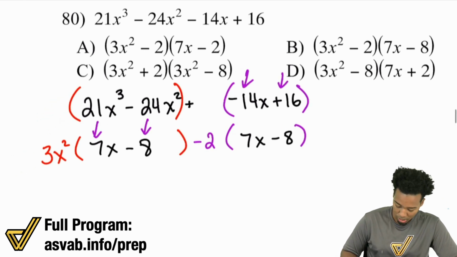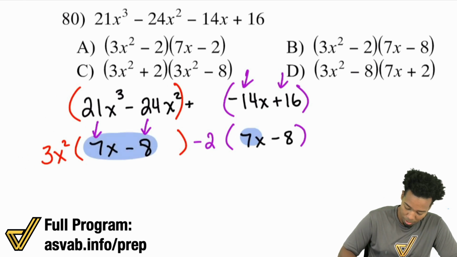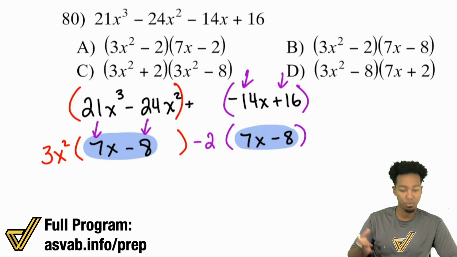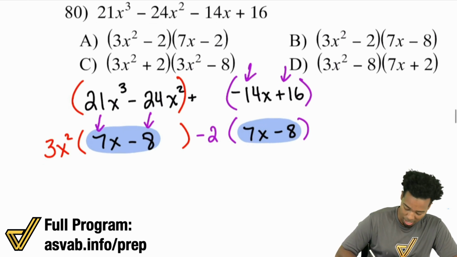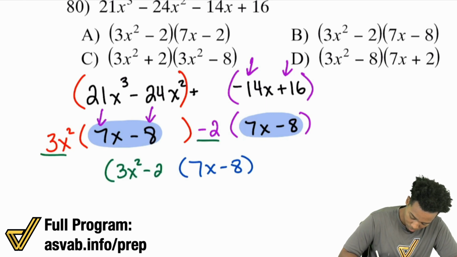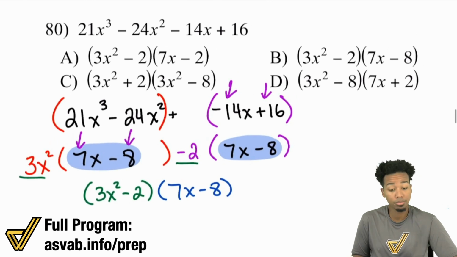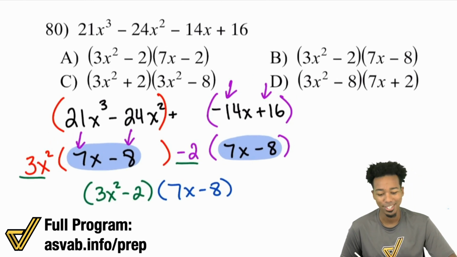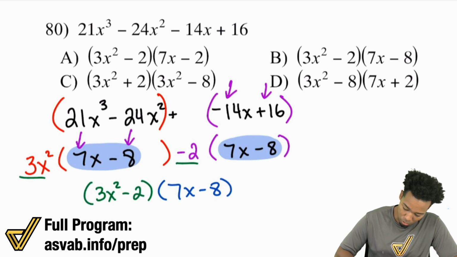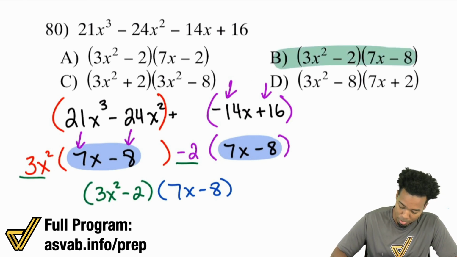Booyah. Look at what we just did. Look at the opportunity we gave ourselves. We have both of these terms including 7x minus 8 as a factor. So we'll factor out the 7x minus 8. That's going to be factored out. And what's left? Well, we have the 3x squared minus 2. And that's what's left, and there we go. We have our answer, and we're good to go, my math party people. So with that, our answer here will be right over here, B.